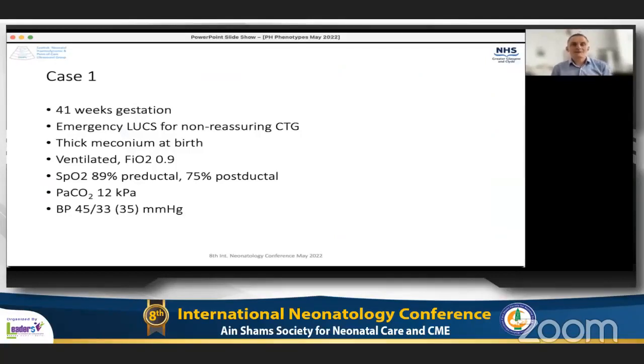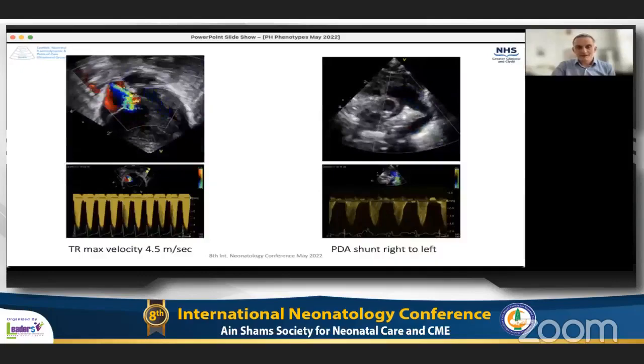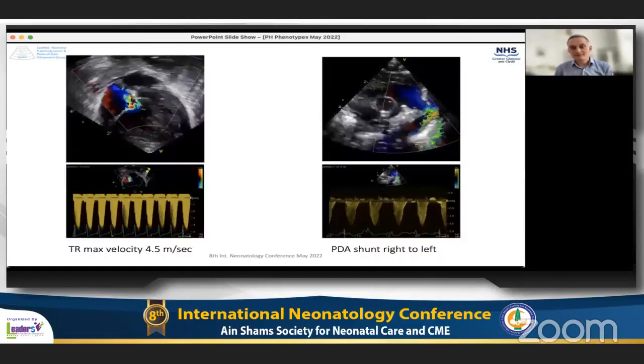First one is a patient born at 41 weeks gestation, emergency cesarean section with thick meconium. Patient has hypoxia, is hypercarbic, and is hypotensive. So meets our definition of PPHN or hypoxic respiratory failure. But what's the mechanism here? And how can we understand the phenotype?